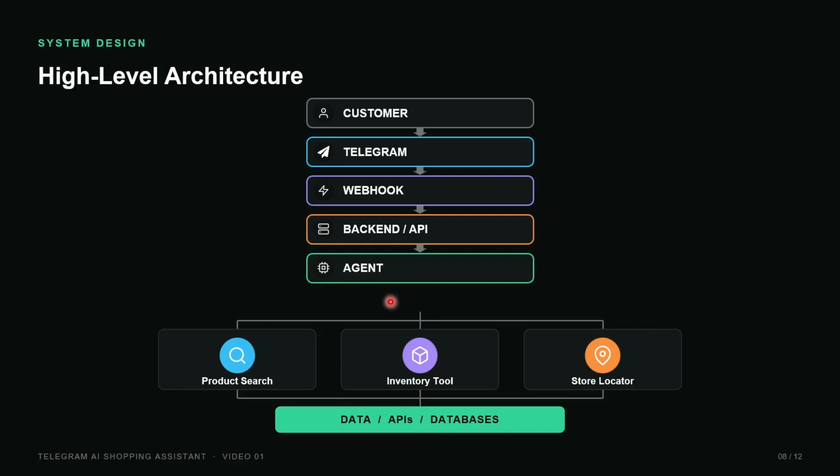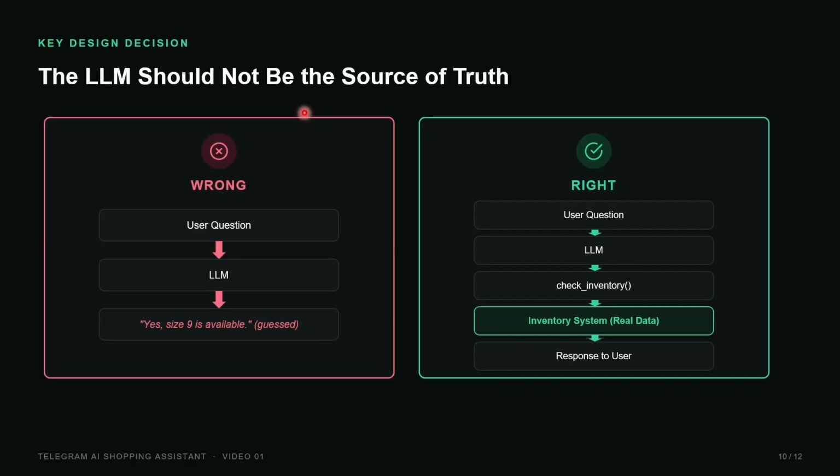So that's what the agent does. One more thing I would like to talk about comes under key design decision. The LLM should not be the source of truth. When a user asks a question, the LLM should not just respond. We should have a system design in place where the LLM always checks before answering.